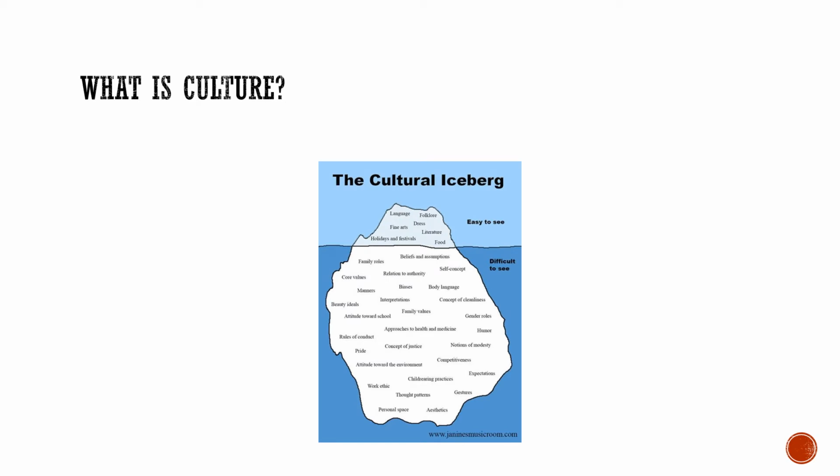What is culture then? There are many things in culture that we can see. It's visible, it's tangible, like language, dress, fine arts, literature, food, holidays. Things that we can't see are family role, beliefs, core values, relation to authority, family values, gender roles, rules that are conducted, pride, competitiveness, thought pattern, gestures, expectations. How do we define culture then?